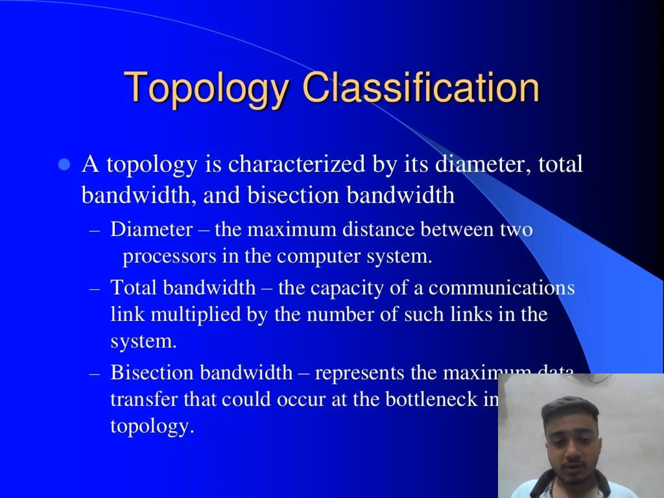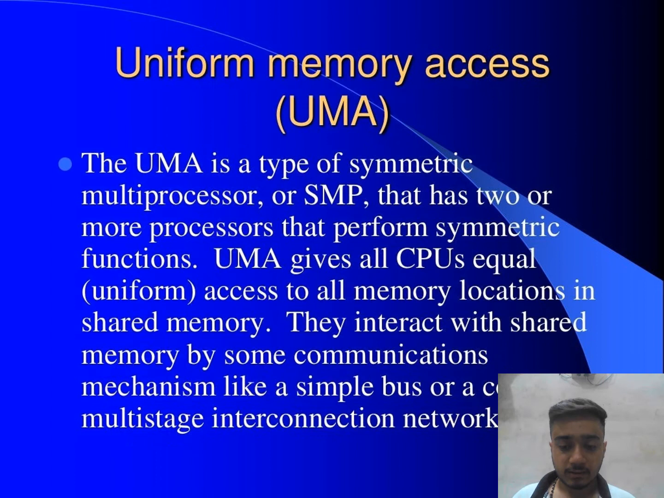Topology classification. A topology is characterized by its diameter, total bandwidth, and bisection bandwidth. Diameter: the maximum distance between two processors in the computer system. Total bandwidth: the capacity of a communications link multiplied by the number of such links in the system. Bisection bandwidth represents the maximum data transfer that could occur at the bottleneck in the topology.